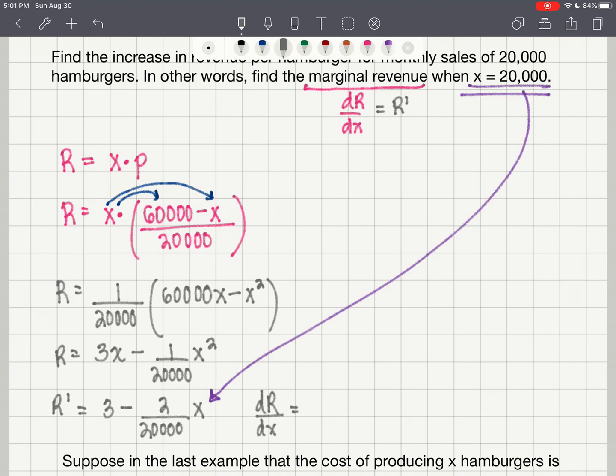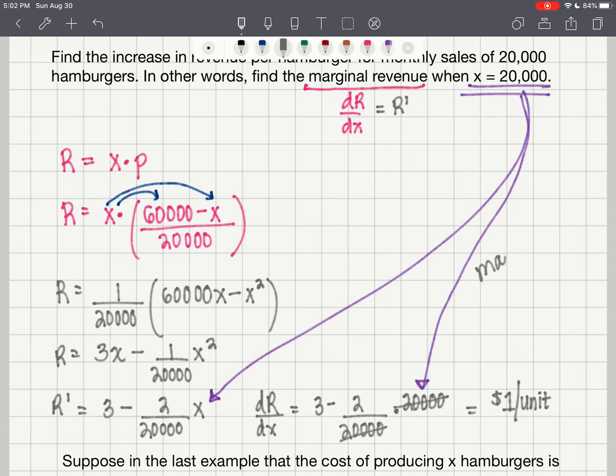dR/dx is equal to 3 minus 2 over 20,000 times 20,000. Look, this is funny, right? Well, 20,000 over 20,000 cancels out. 3 minus 2 is 1. So it's $1 per unit. So the marginal revenue is equal to $1 per unit.